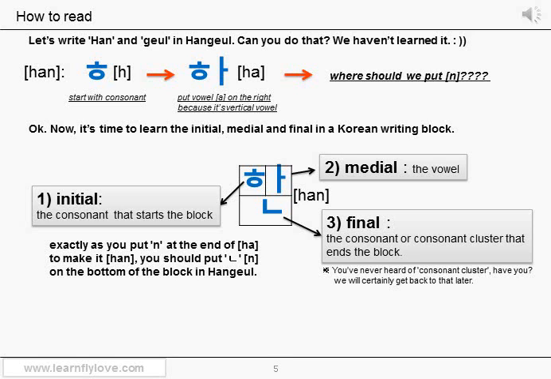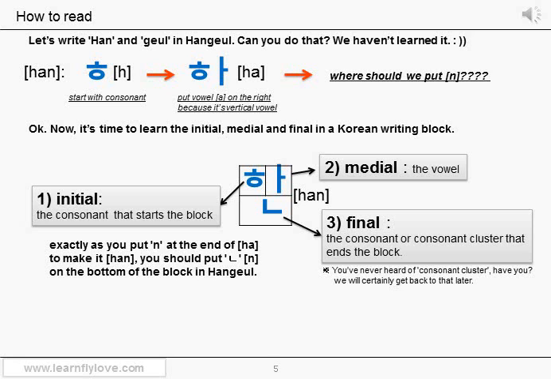Are you with us? Han is a single syllable word, therefore you need to put it in one block. And A is a vowel which is the medial of the block. So the next consonant should be the final of the block. N should be the final of the block. Where should we put the final consonant in the block? Yes, under the middle of the first consonant and the vertically drawn vowel, or under the horizontally drawn vowel.